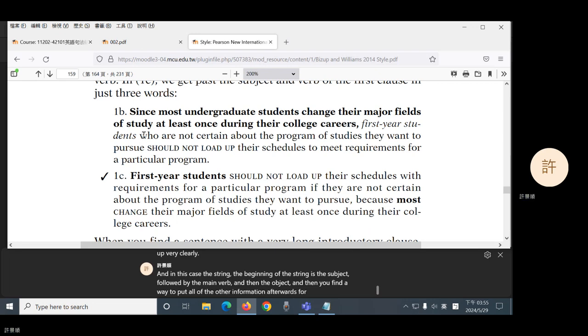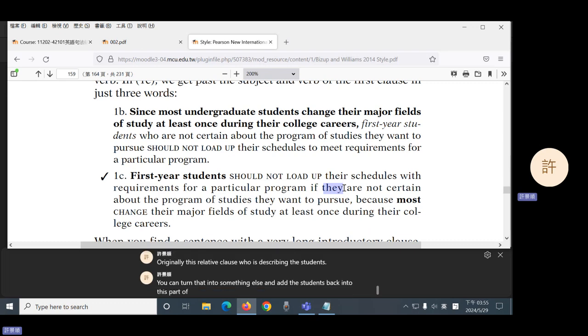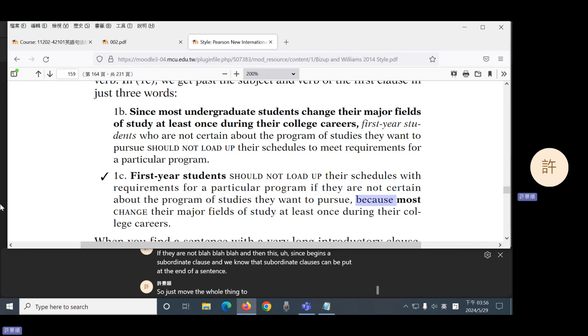For example, originally this relative clause, who, is describing the students. You can turn that into something else and add the students back into this part of the sentence. If they are not blah, blah, blah. And then this since begins a subordinate clause. And we know that subordinate clauses can be put at the end of a sentence. So just move the whole thing to the end.